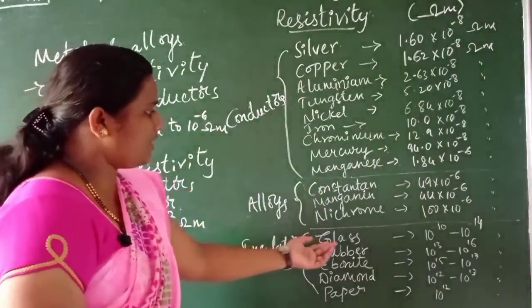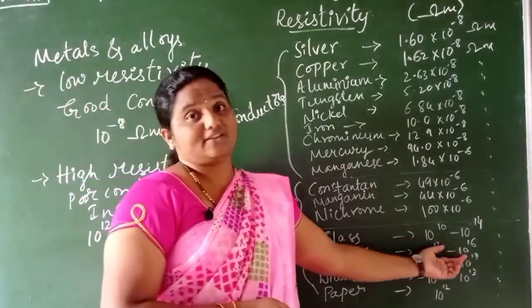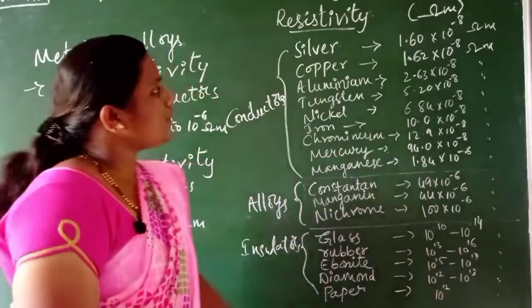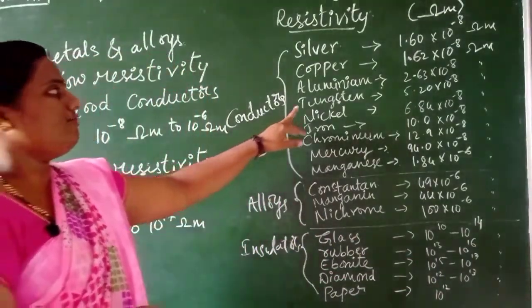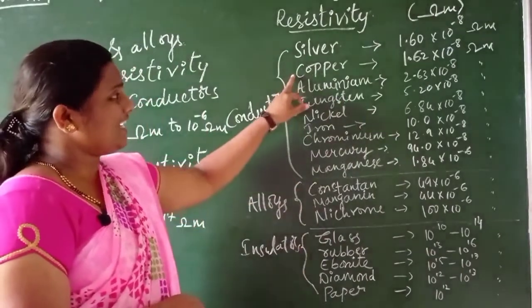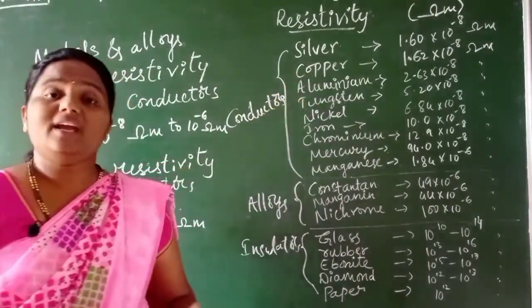See, when we take glass, it has a higher resistivity. So we can't use that because it's a poor conductor. So for making the filament of a bulb, tungsten metal will be used, and for making a wire, copper and aluminium will be used.